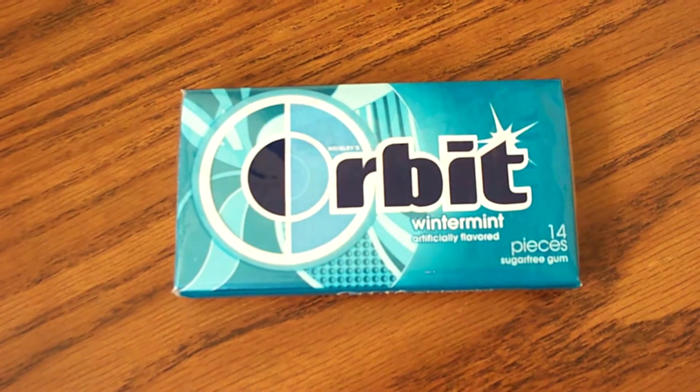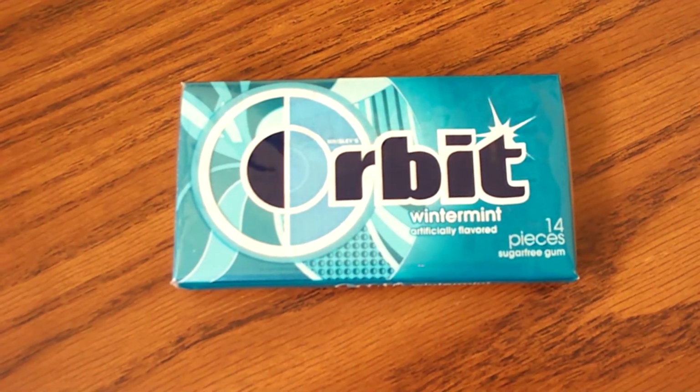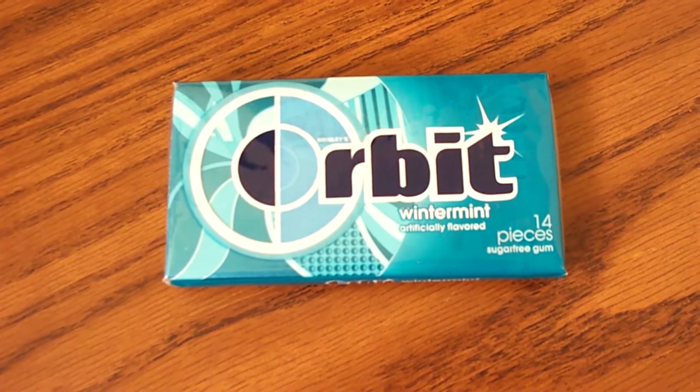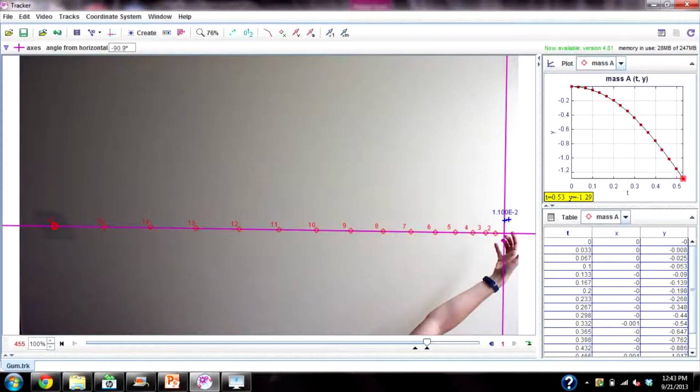The purpose of this lab is to analyze the motion of a falling object. For my object, I chose to use a packet of gum, which has a mass of approximately 30 grams. I took a video of myself dropping the gum, then analyzed the motion in Tracker. My video was rotated 90 degrees, but that did not affect my results.